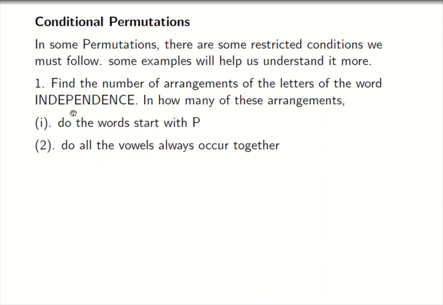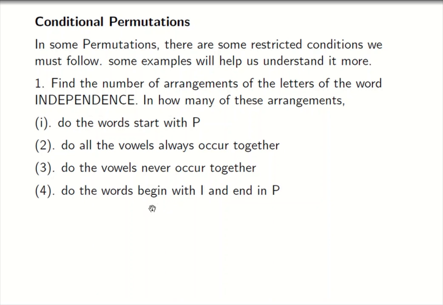All the vowels are I, E, E, E, E. You call all of them and you put them together. So it's like you treat all the vowels as one block and then you permute it with the other letters. The third one is, do the vowels never occur together? Then, do the words begin with I and end in P? So this condition is also saying that no matter what we do, I will always be in front and P will always be at the end. Then how are you going to permute or arrange the rest of the letters? Let's look at the solution.